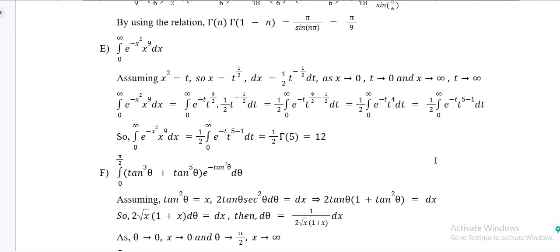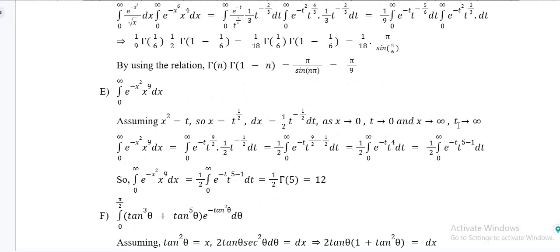Now again we have another expression, e to the power minus x square, x to the power 9 dx. To simplify this one, we are going to consider x square equal to t, so that we have e to the power minus t. This will be a very generalized form of a gamma function. And obviously x will be t to the power half, and dx can be given as half into t to the power minus half dt.